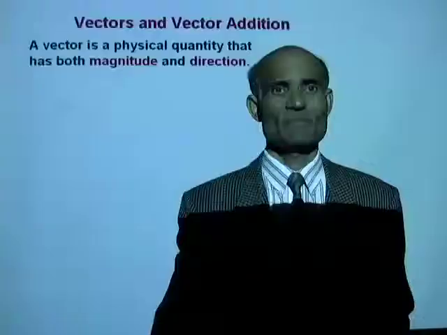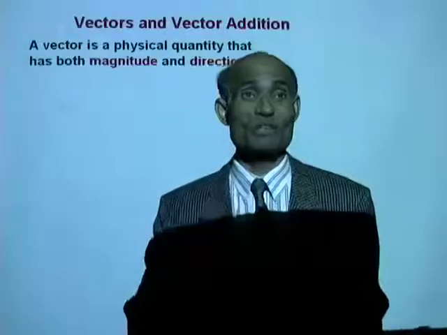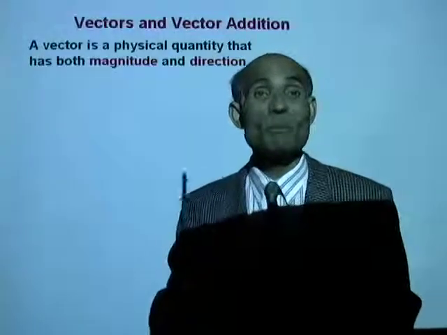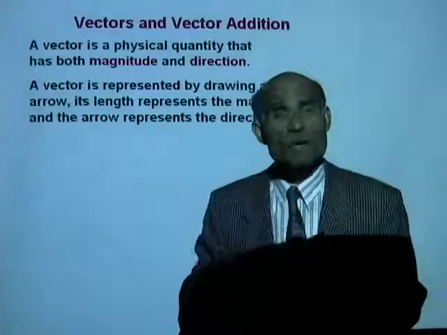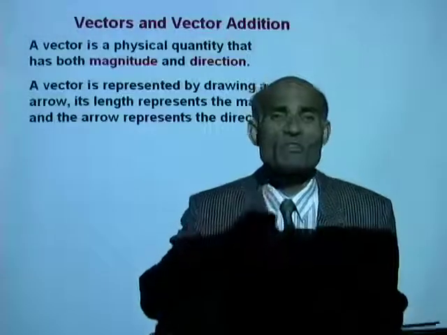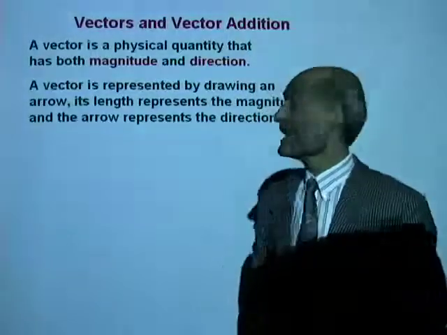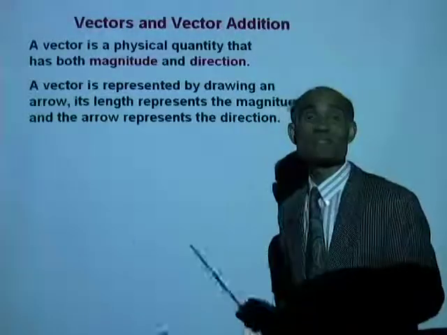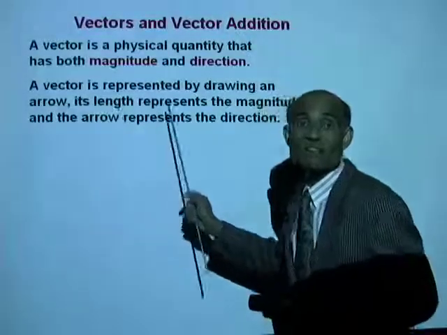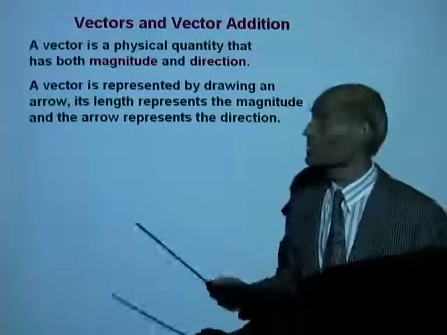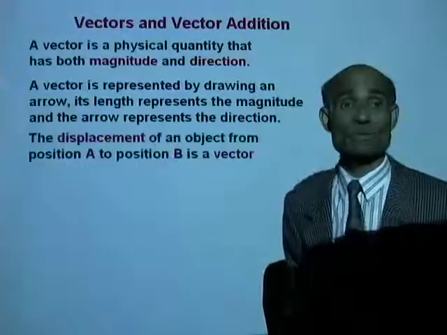Okay, let's start. A vector is a physical quantity that has both magnitude and direction. Now, how do we represent a vector when you want to write a paper on it, for example? A vector is represented by drawing an arrow. Its length represents the magnitude and the arrow will represent the direction.